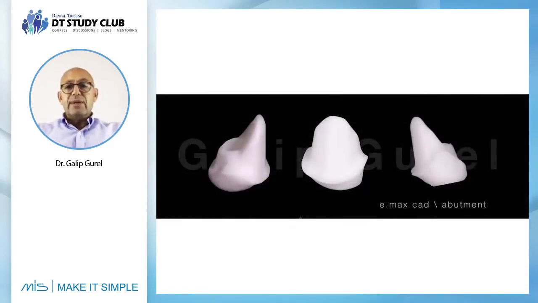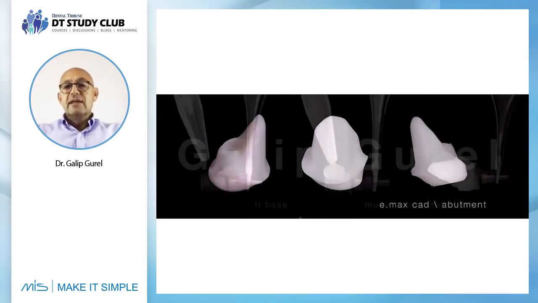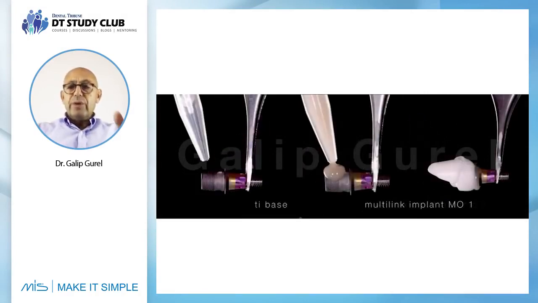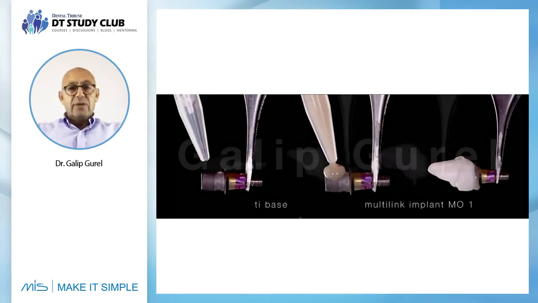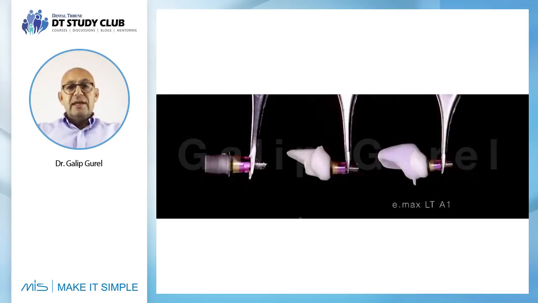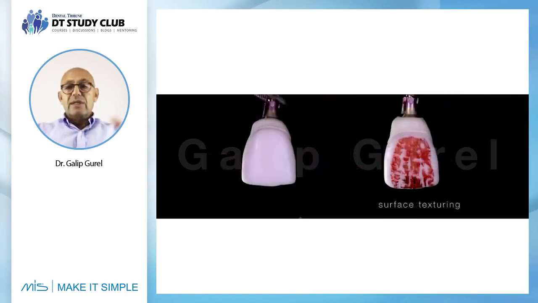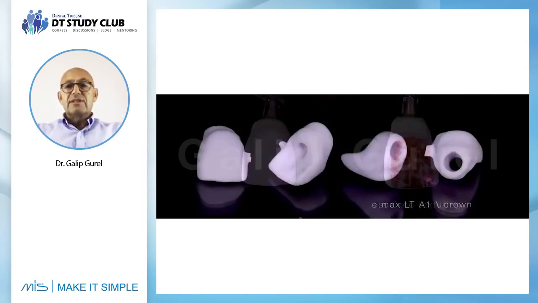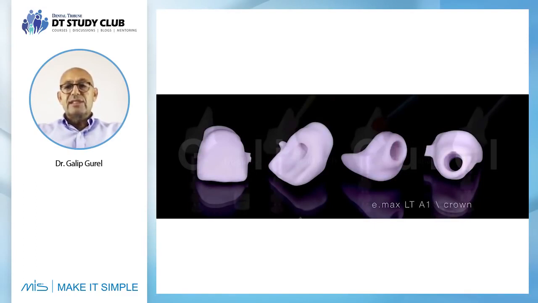So this is the abutment that we milled out of Emax CAD. When we're happy with that, we sinter it, and then over the tie base, we just bond it. And on top of this bonded abutment, this is the crown, again from Emax. This is LT A1 color, non-sintered. Once we do the surface texture, simple enough, we will put it into sintering.